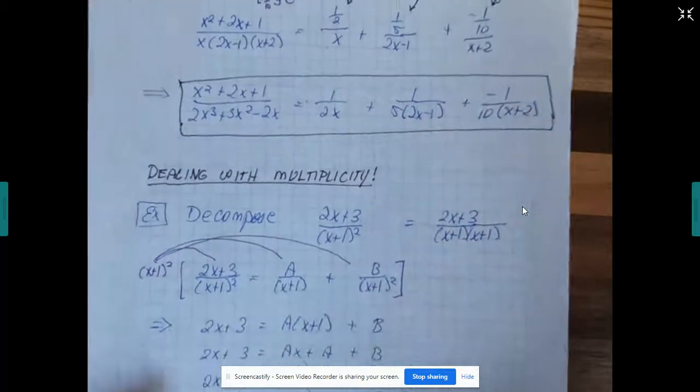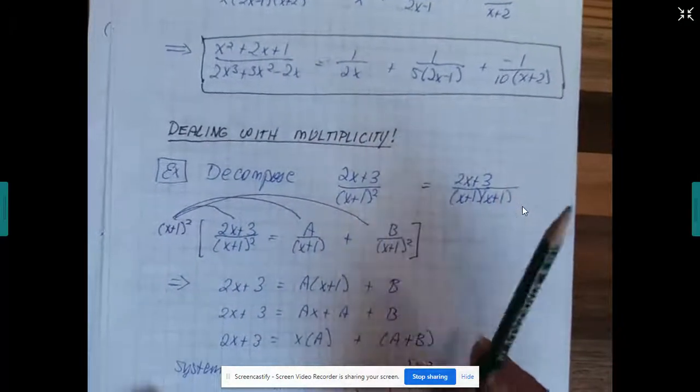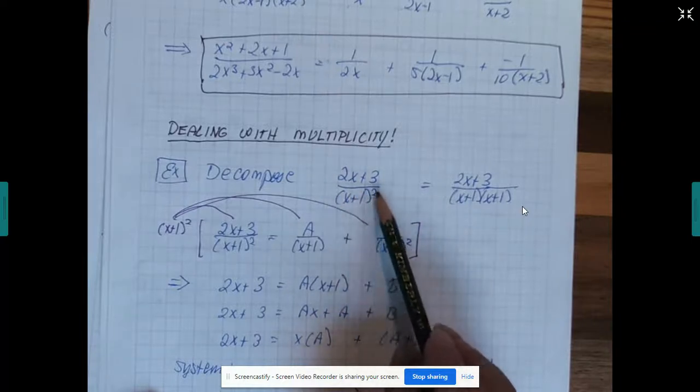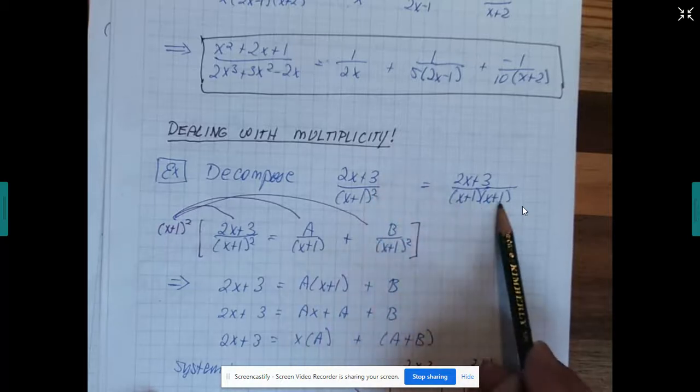Now we have 2 more examples. Now we have one with multiplicity. If you have multiplicity, that means you have a linear factor there that has an exponent. That's the multiplicity, is the exponent. That's all that's meaning. So it's looking like this, same idea, okay?